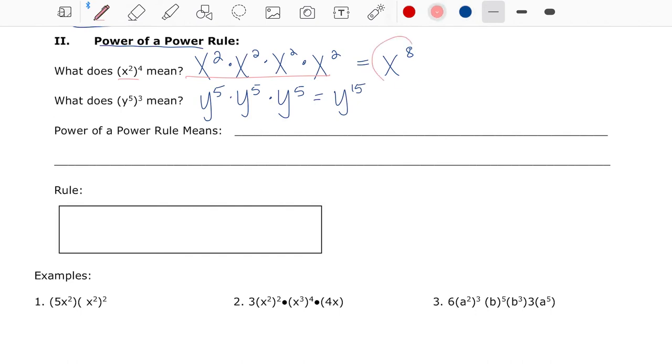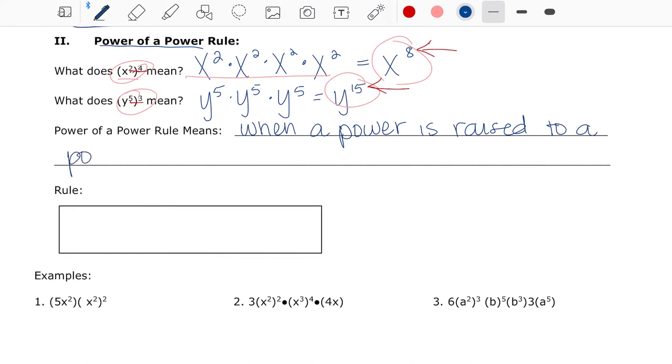I want you to take a moment and look at the solution, the simplified version, as well as the original problem. What do you notice? Or what relationship do you see? I really hope you guys saw it, but if you didn't, notice that the two exponents were multiplied together to get the simplified one. And that's where we get our power of a power rule. When an exponent, or when a power, is raised to a power, you multiply the exponents.